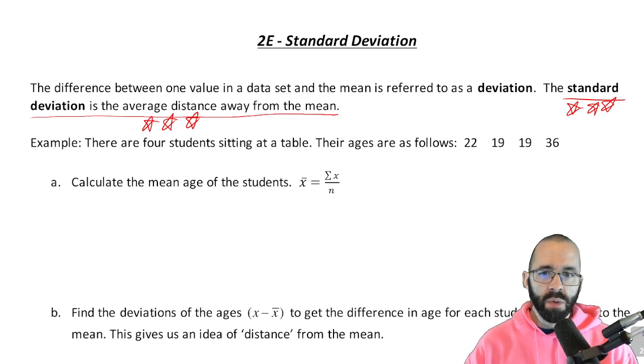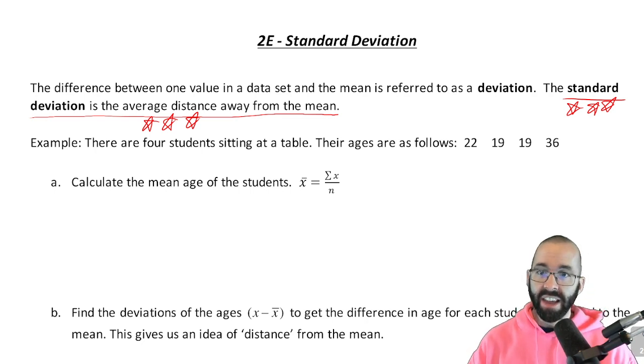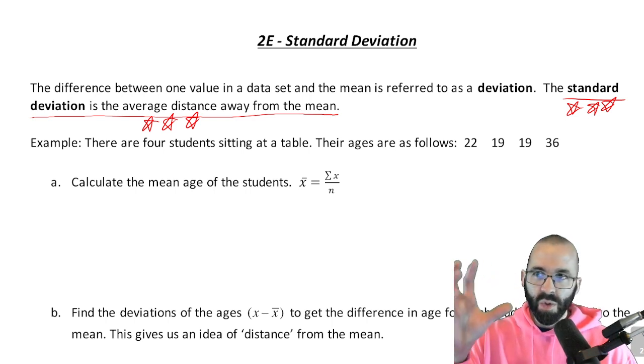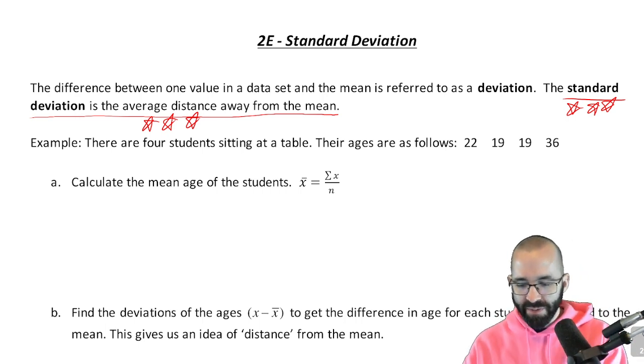So let's kind of go through this. This is a tall order. There's a lot of math in finding the average distance from the mean. We're going to have to find all the different distances from the mean and then average them. And there's kind of a weird middle step as well that we'll get into.